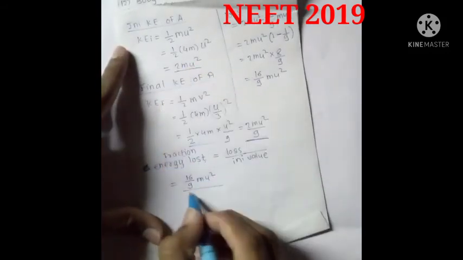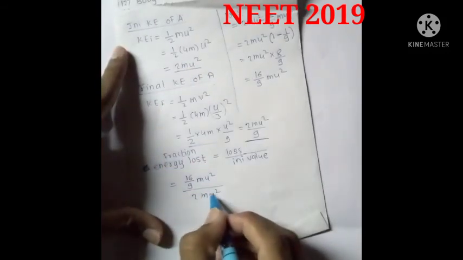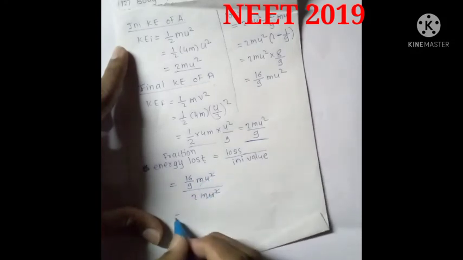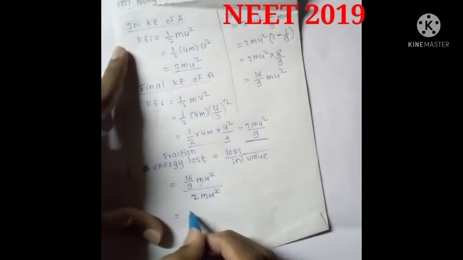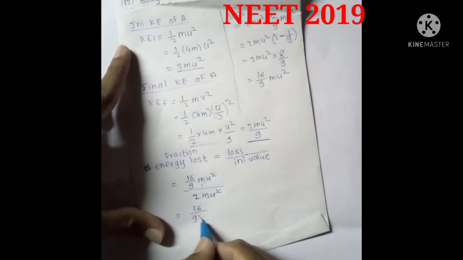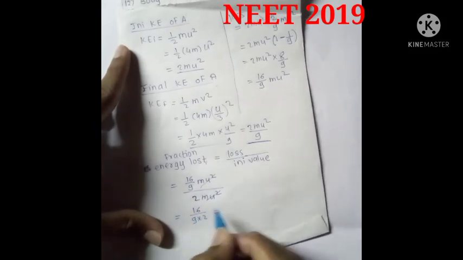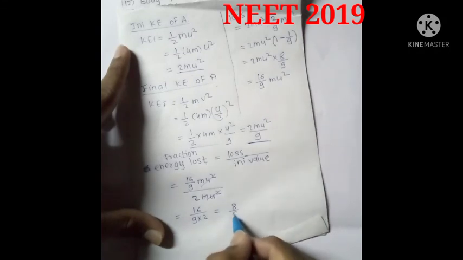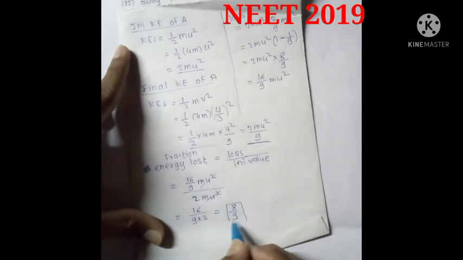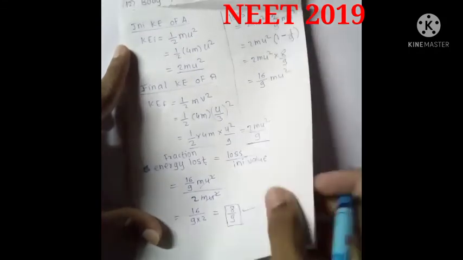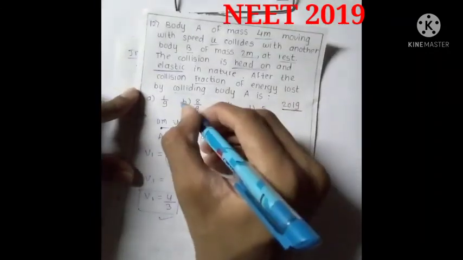Initial value is 2mu². So this gets cancelled and this becomes 16 upon 9 into 2. This becomes 2 into 2, 1 is 2, 2 into 8 is 16, so 8 by 9. So our answer is 8 by 9. So answer is option number B.